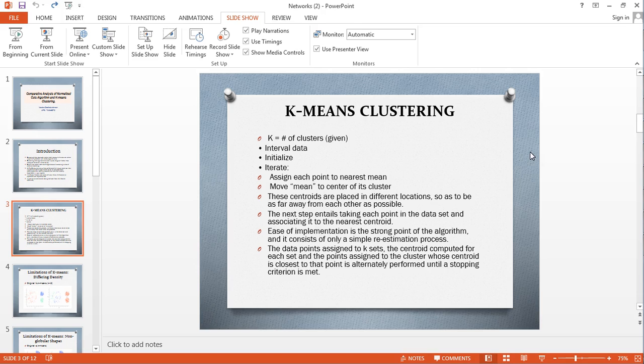If n points are to be partitioned into k subsets, then we consider the nth data point and the geometric centroid of the data. The strong point here is the ease of implementation of the algorithm, and it's just a simple re-estimation process, where many iterations are done after initializing, until a stopping criterion is met.